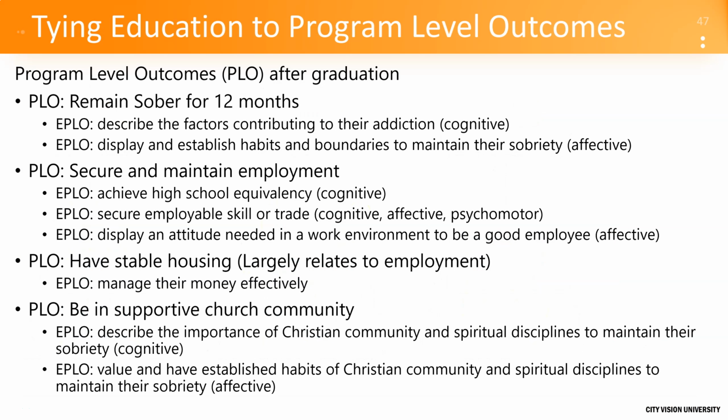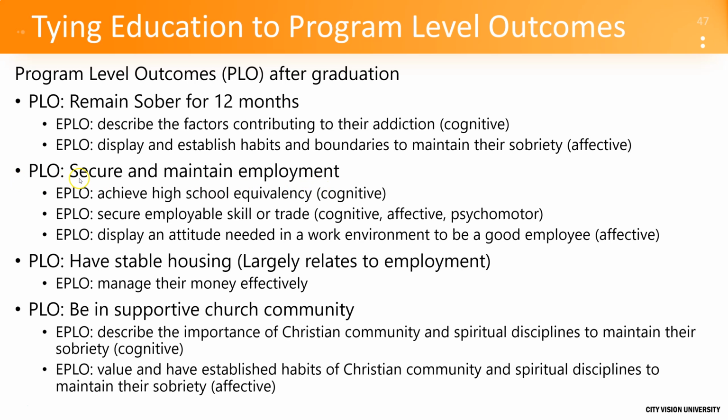So let me talk a little bit about how you can tie education outcomes to program outcomes. So you have a program level outcome, PLO. Your PLO: remains sober for 12 months. Then your educational program level outcome would be describe the factors contributing to their addiction. So that's a cognitive outcome. Then display and establish habits and boundaries to maintain their sobriety. That's an affective outcome.